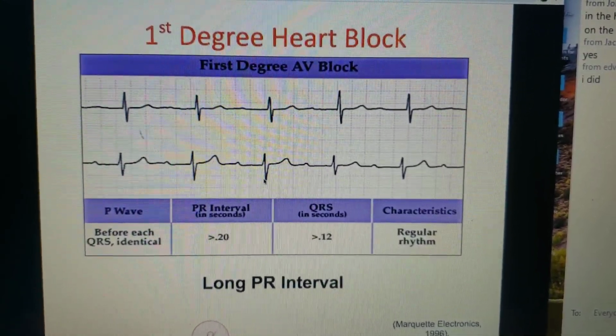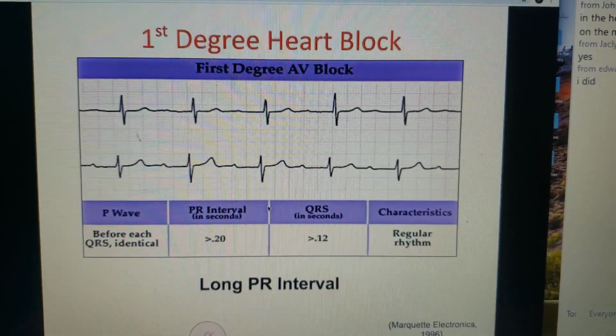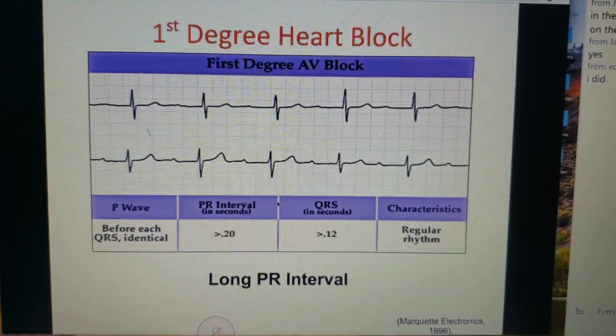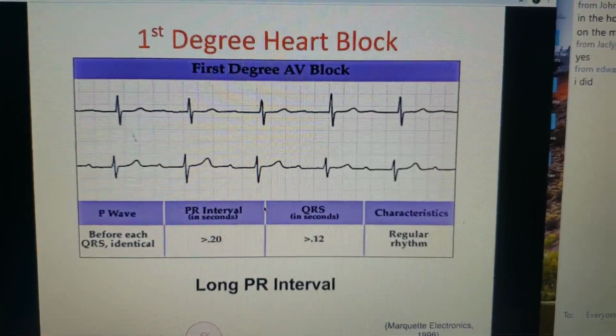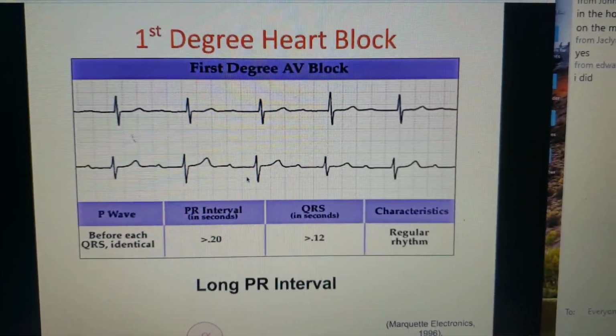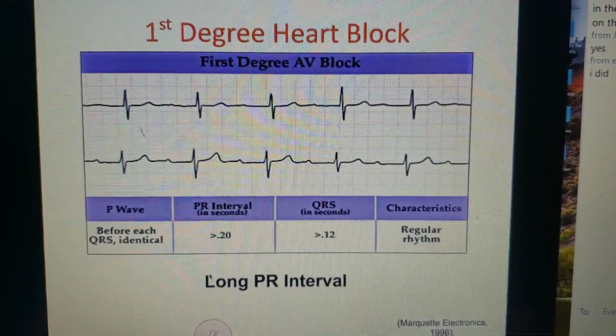Usually this is because the vagus nerve gets stimulated. So my PR interval is long because my vagus nerve gets stimulated. The vagus nerve, through the parasympathetic response, slows down the rate, and it holds on to that AV node. That vagus nerve can hold on to that AV node. So that's what can happen.